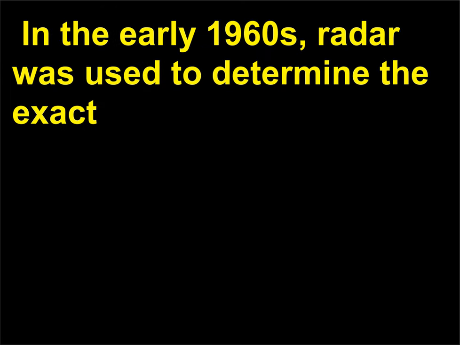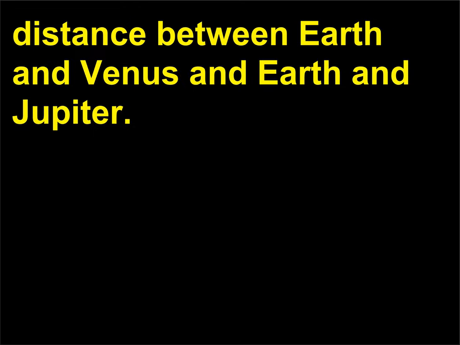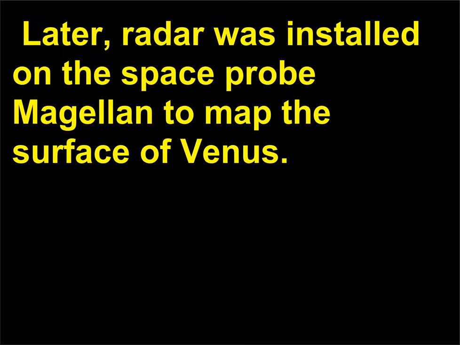In the early 1960s, radar was used to determine the exact distance between Earth and Venus and Earth and Jupiter. Later, radar was installed on the space probe Magellan to map the surface of Venus.